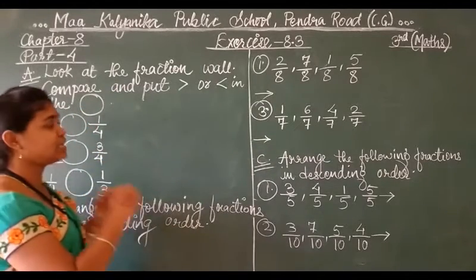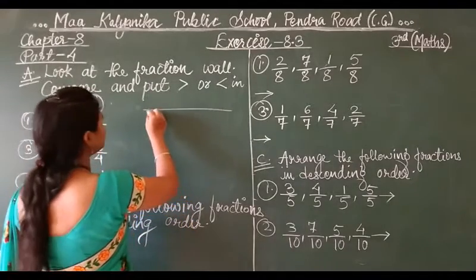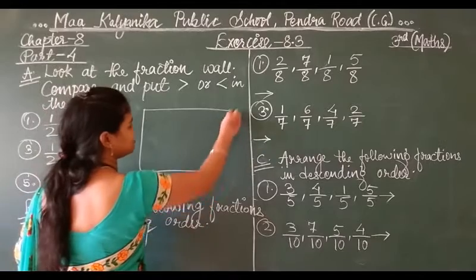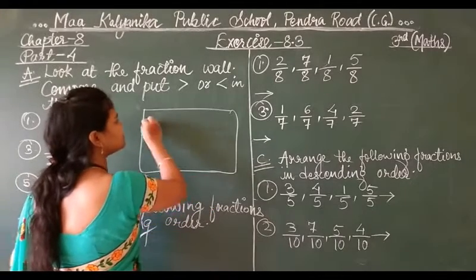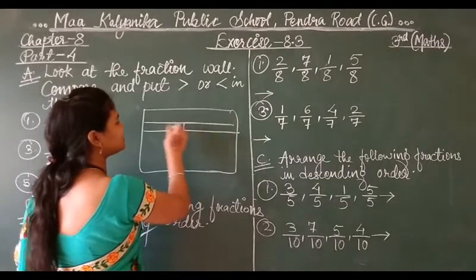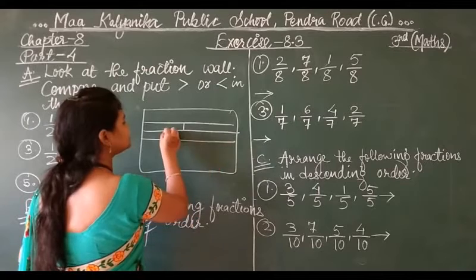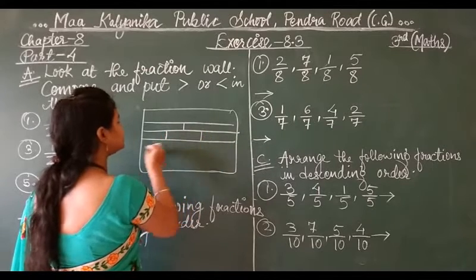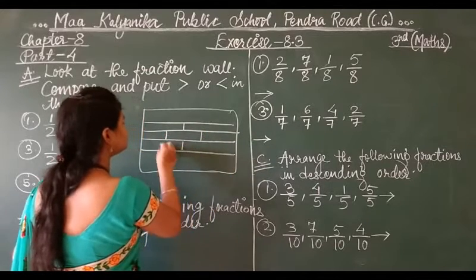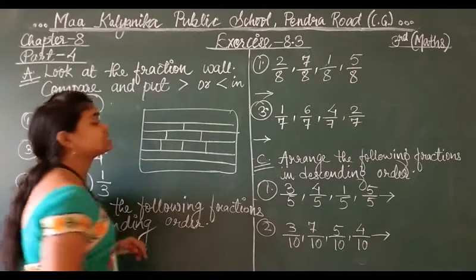So students, in your book in exercise 8.3, what is given? A fraction wall is given, that you have to check. The single fraction is there, then the same line is divided into two parts, then the same is divided into three equal parts, then four equal parts, then 5, then 6, like that.